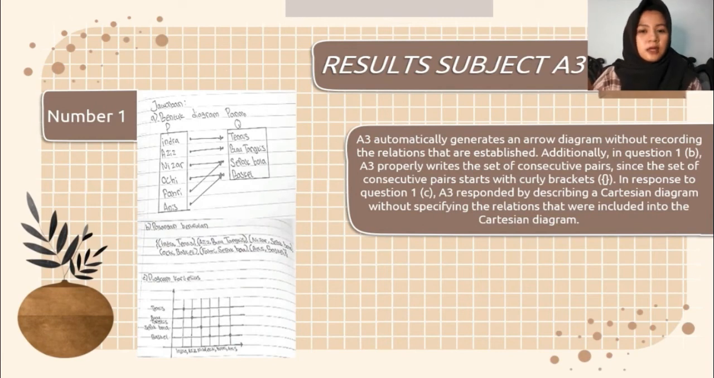Okay, next, the result for subject A3, number 1. A3 automatically generates a row diagram without recording the relations that are established. Additionally, in question 1b, A3 properly writes the set of consecutive pairs, since the set of consecutive pairs starts with a curly bracket. In response to question 1c, A3 responded by describing a Cartesian diagram without specifying the relations that were included in the Cartesian diagram.